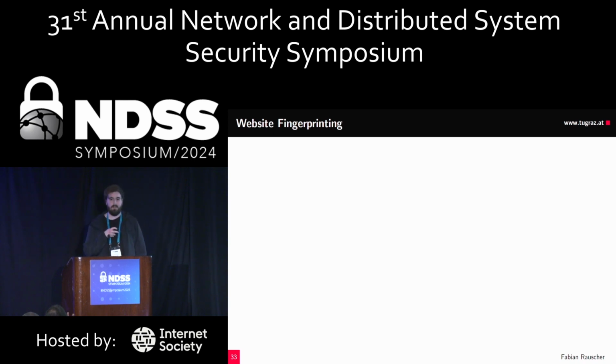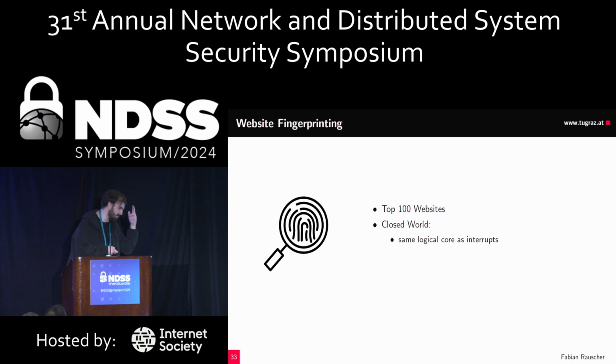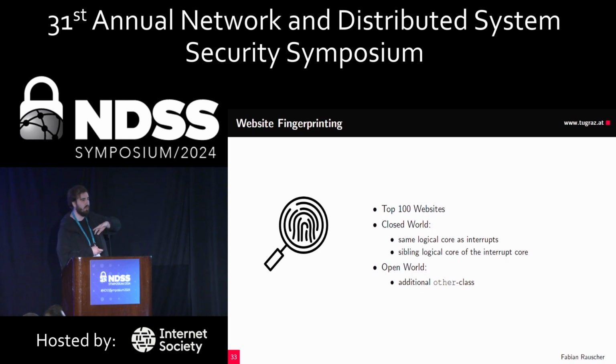Okay, first we did website fingerprinting. We took the top 100 websites from the Alexa top 1 million list. We had a closed world scenario. We evaluated once with the interrupts coming in on the core that the VM is running on, and also with the interrupts coming in on the sibling logical core. It's not the same logical one, but the same physical core. And we also did this whole thing again with open world, so we have an extra class for all other websites, not in the top 100.